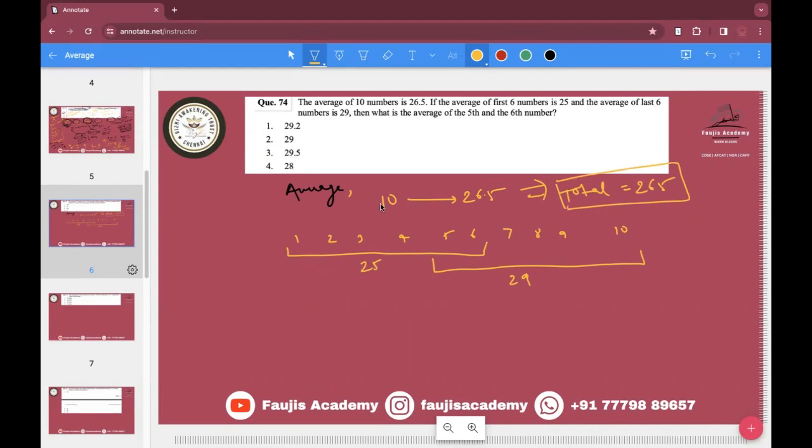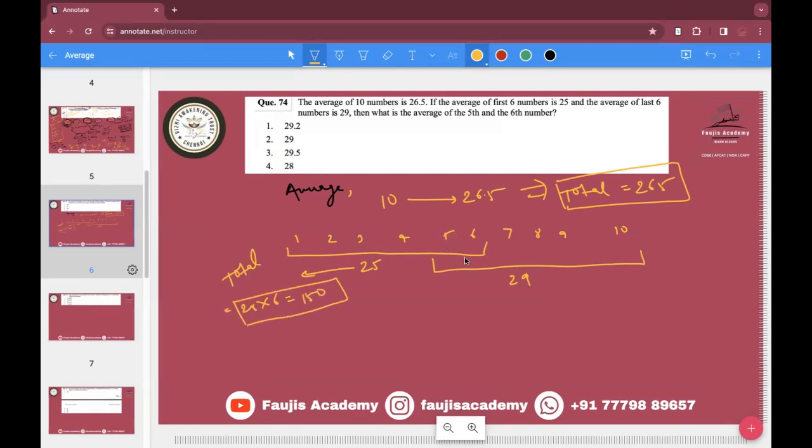So we are given that the average of 10 numbers is equal to 26.5. That means the sum of all the 10 numbers will be 265. Any doubt, anyone? No, sir. Cool. So for the first 6 numbers, the average is given as 25. How much will be the total? 25 into 6.